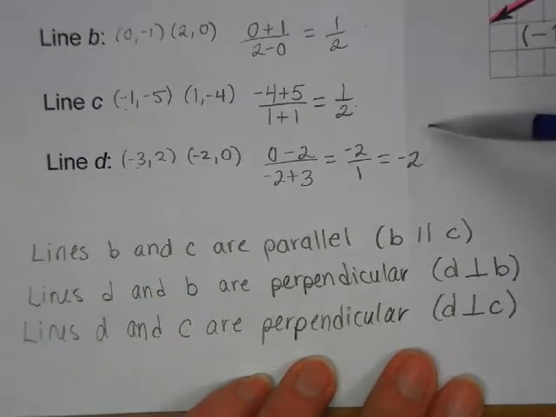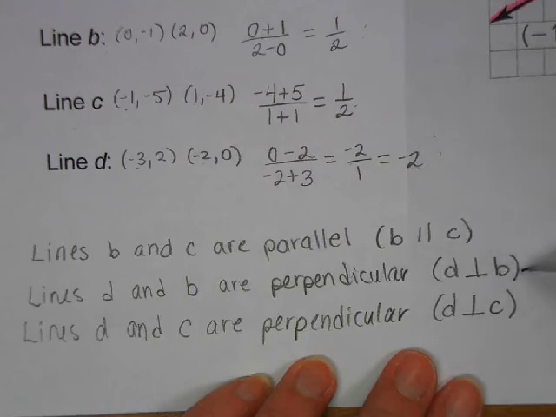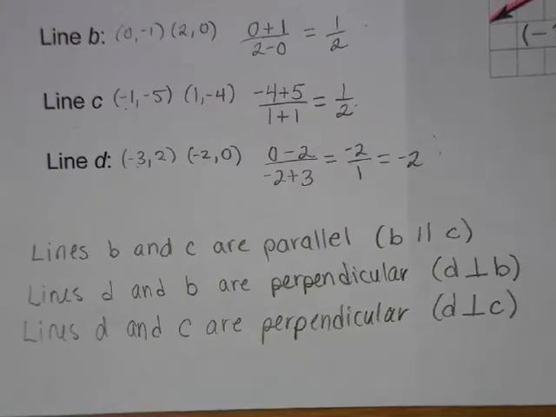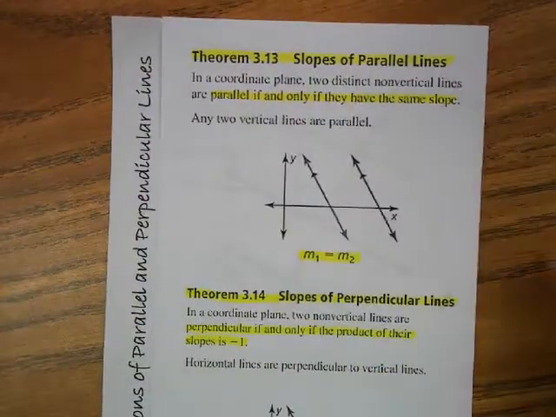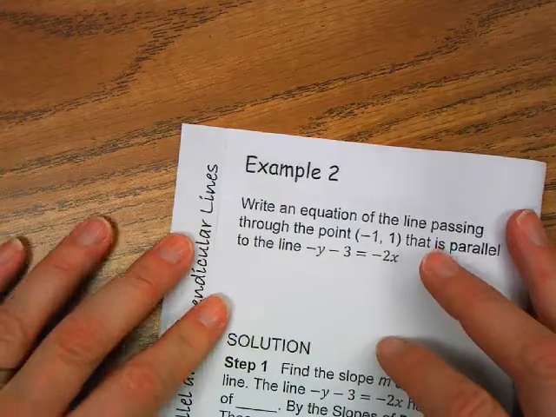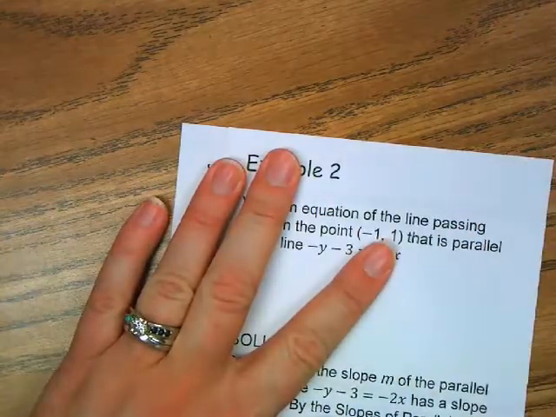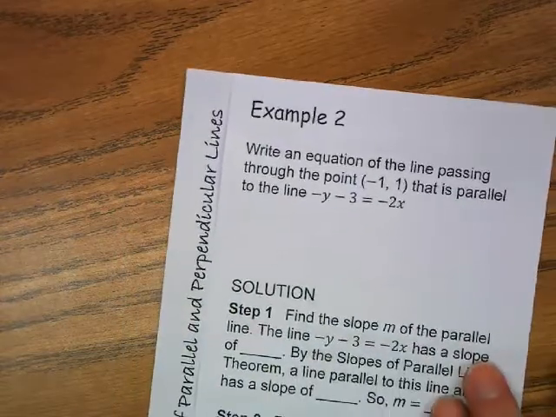So again, -2 and 1/2 are opposite reciprocals. So that means D is perpendicular to B and D is perpendicular to C. So that's example 1. And so this whole page goes in your notebook as page number 35. Then page number 36, we're going to actually write equations of parallel and perpendicular lines using slope-intercept form.